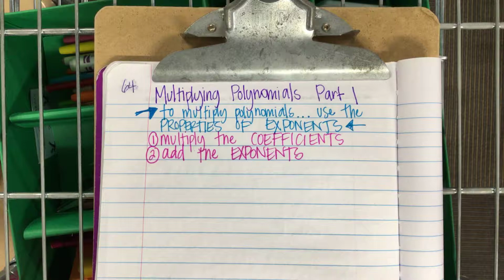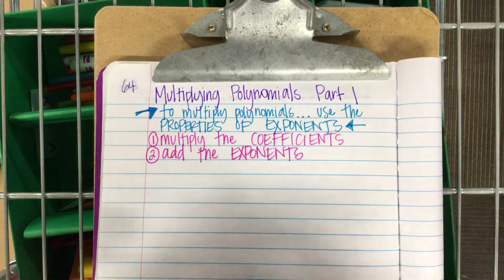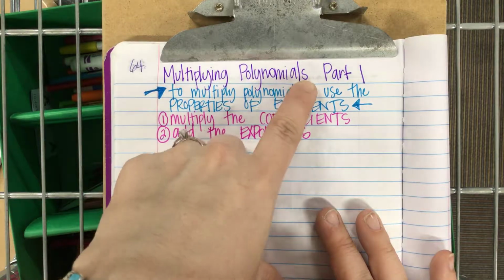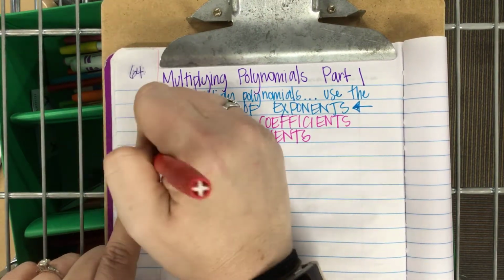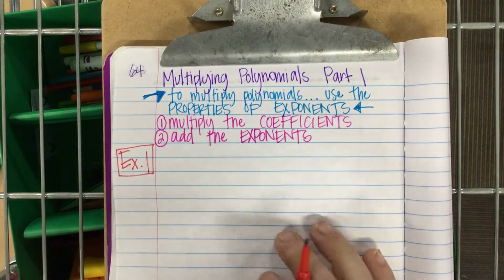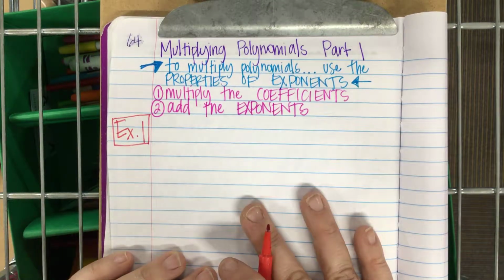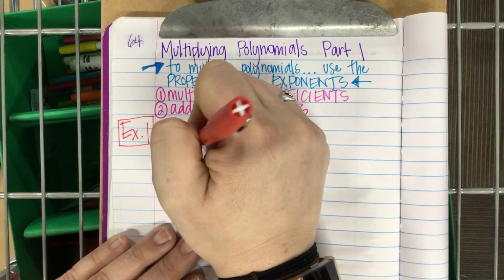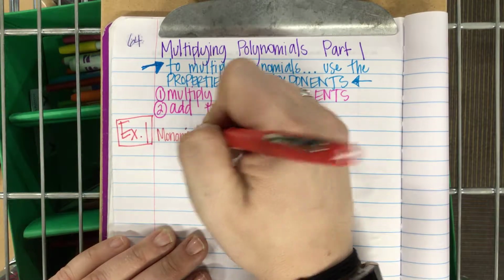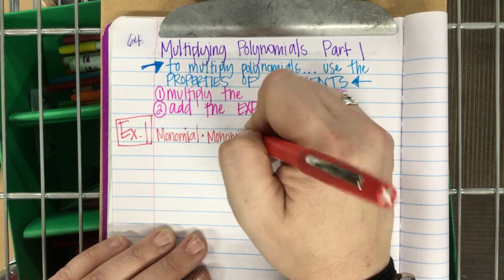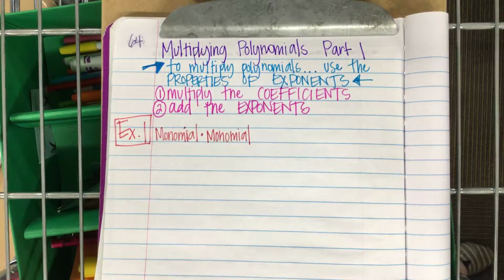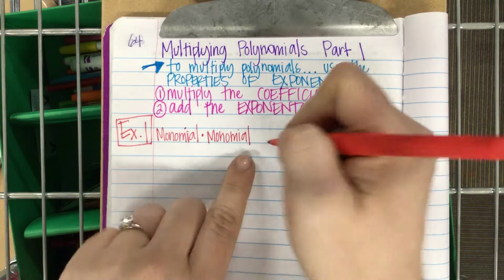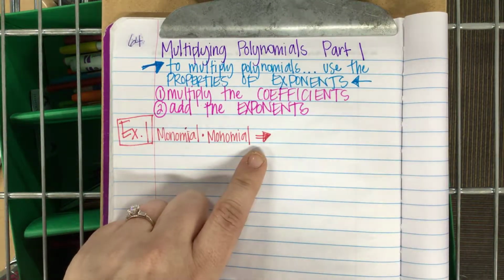There are three types of problems we're going to work with today. And really, of those three types, you already know how to do two of them. The first type of multiplying polynomial problem, example number 1. First type of polynomial problem is a monomial times a monomial. What's a monomial? One term. So a one-term problem times a one-term problem, which really, we already know how to do.